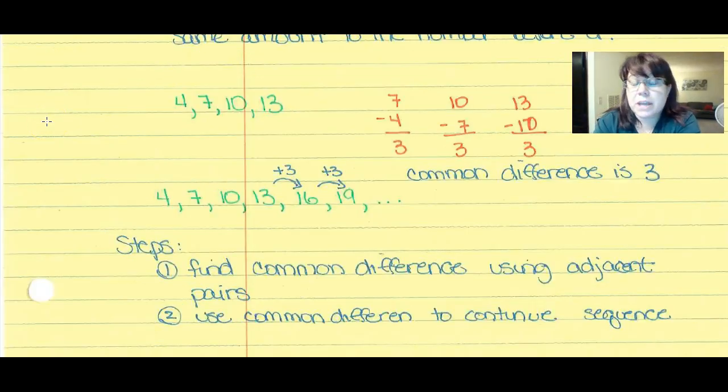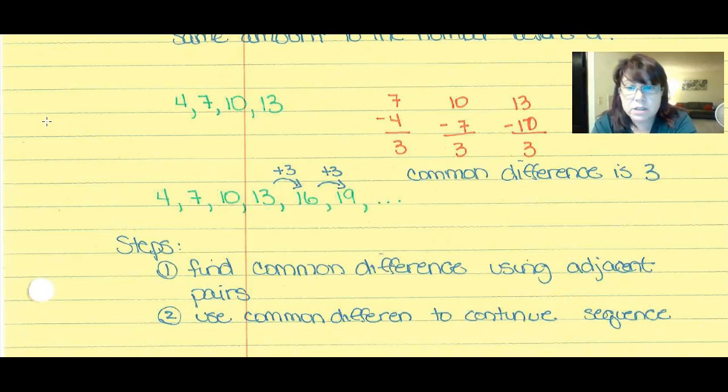Since we're changing by 3 each time, we can find the next number in the series by adding 3 each time. So the 10, 13, 13 plus 3 is 16, 16 plus 3 is 19, 19 plus 3 is 22, and so on.